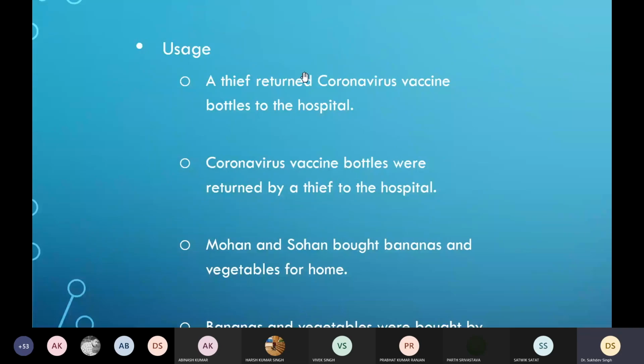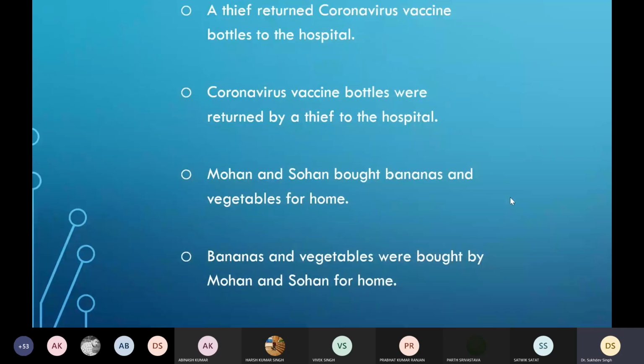That's why we will add was, and after that, the third form of the verb, and then add by, and then this subject is now converted into object. A thief arrested over here to the hospital. Now let's move to another example. Mohan and Sohan bought bananas and vegetables for home. Let's convert it into passive voice.